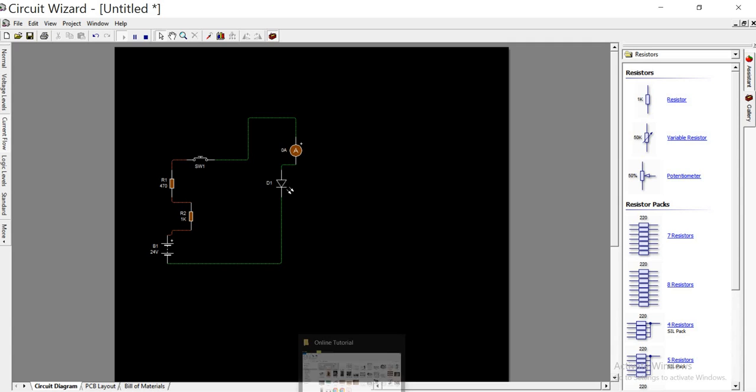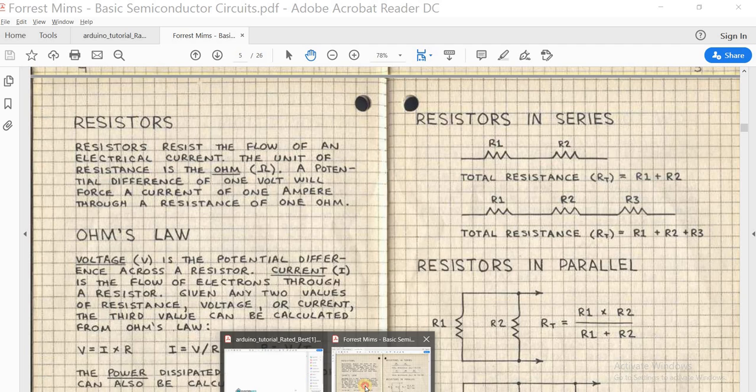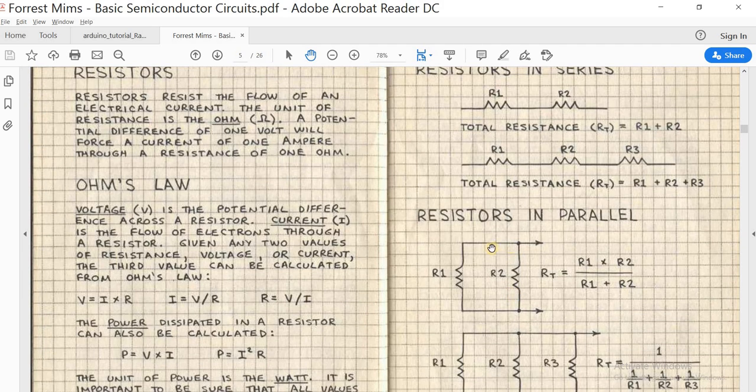Let's go to the second connection, which is the parallel connection. When you connect resistors in parallel, the total resistance will be R1 times R2 divided by R1 plus R2. If you have 1k here and 1k here, meaning of k is 1000, one times 1 will be 1, and 1 plus 1 will be 2. That means the total resistance will be 0.5k, that is 500 ohm.